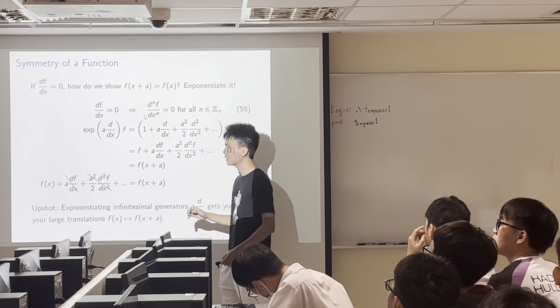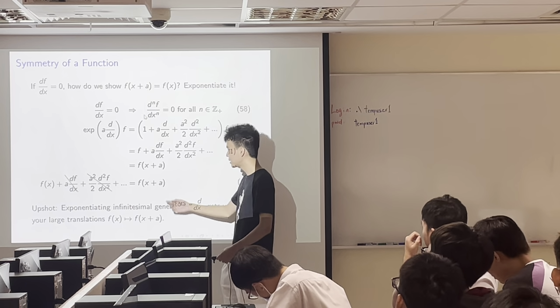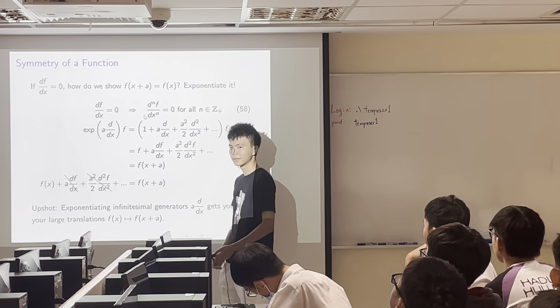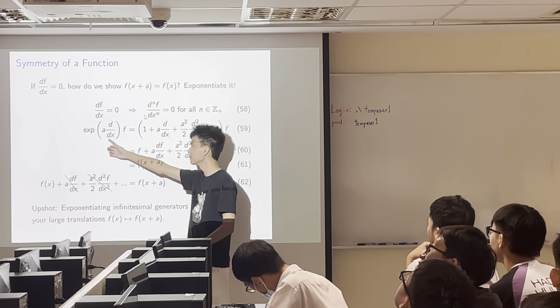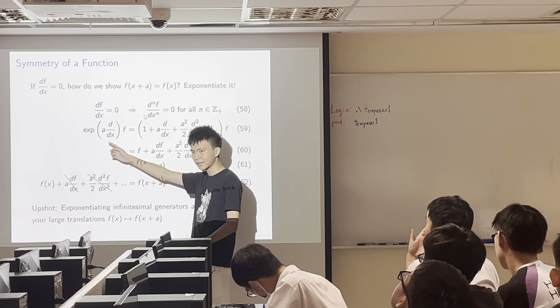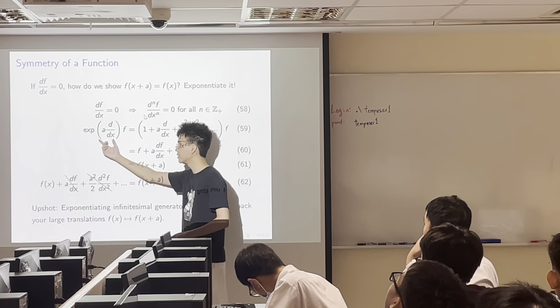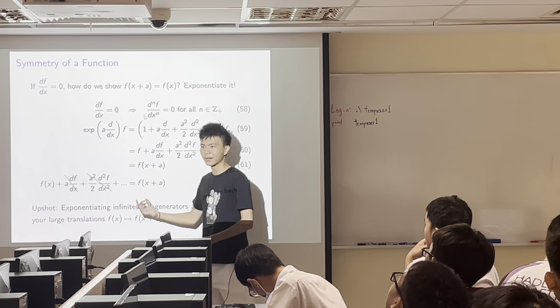Right? So the idea in Lie theory is that if I have some symmetry, f of x plus a to f of x, I can take infinitesimal symmetries to get the generator. And the idea is that if I want to go from the generator to the big finite large symmetry, I can take the exponential of the generator to get your large symmetries.